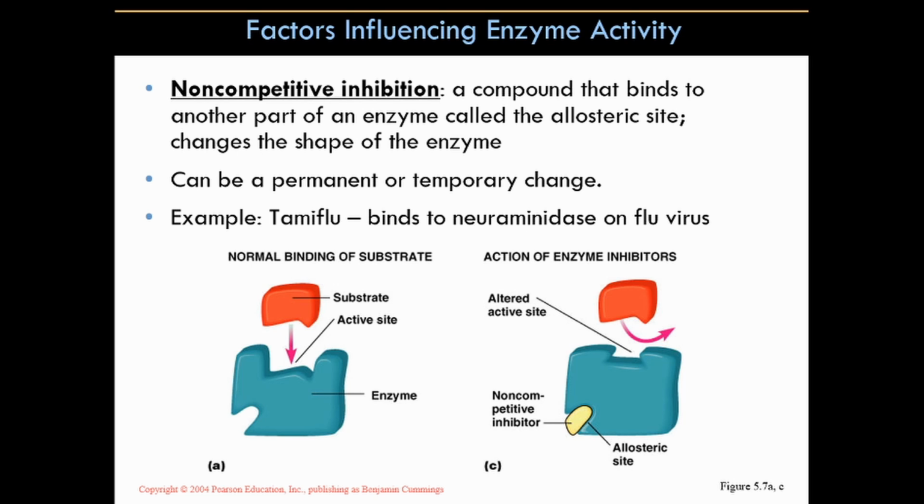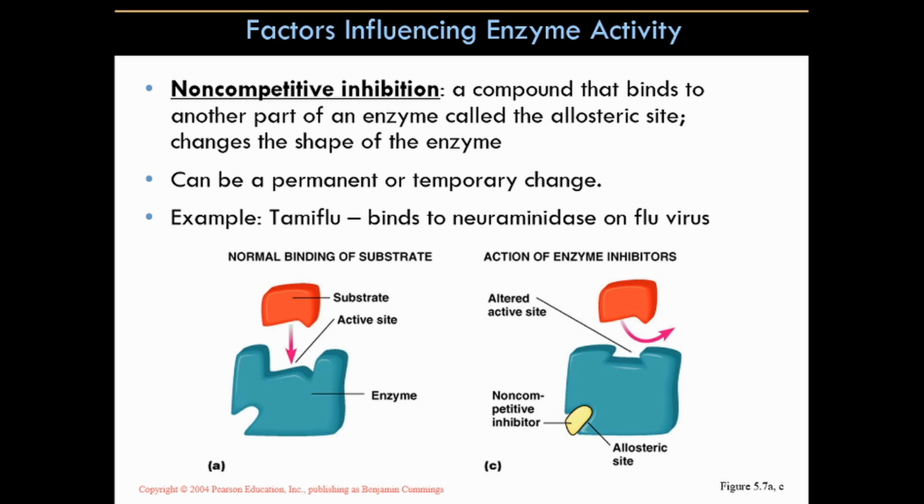When the active site is altered, the key can no longer go into the lock. The hand can no longer go into the glove. It doesn't fit, and so the substrate is rejected. It can't get into that active site. So the enzyme becomes basically useless and shut down because it cannot accept the substrate. This non-competitive inhibition can be permanent or temporary. So in some cases, it's like competitive inhibition: it can be reversible or irreversible.